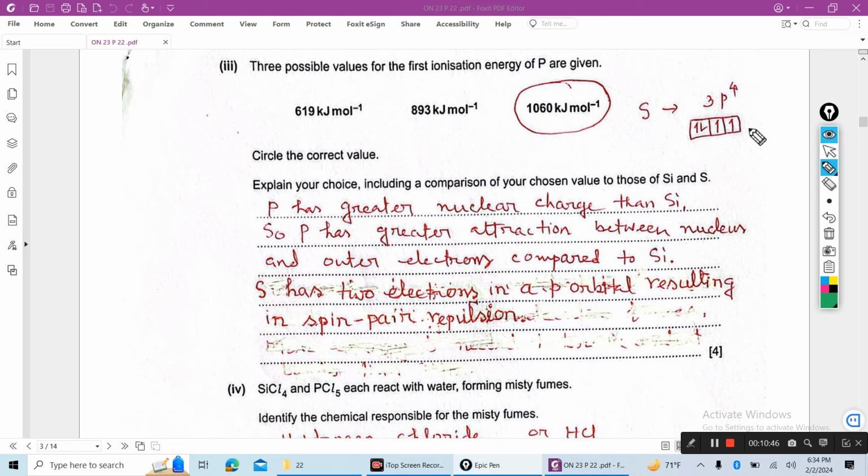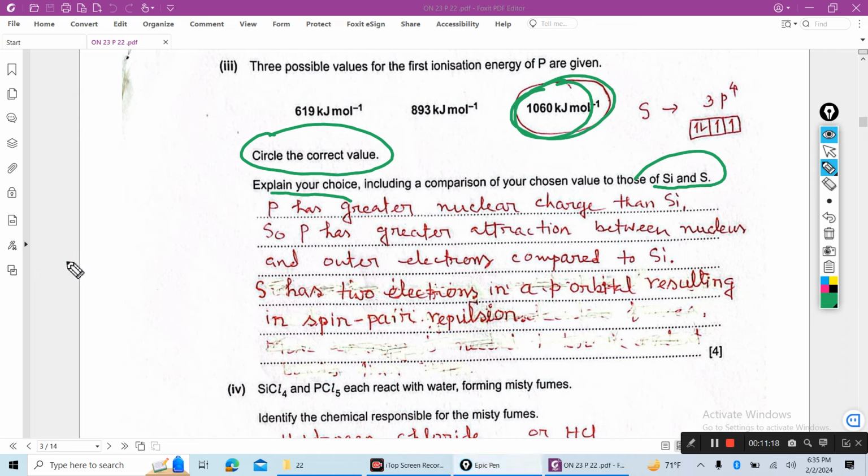Phosphorus. So, this is the phosphorus value, the first ionization energy of phosphorus. Now circle the correct value, which will be the accurate value. This is the 1060 kilojoule per mole. Now why? Explain your choice, with comparison to the values of sulfur and silicon. 4 marks are given.